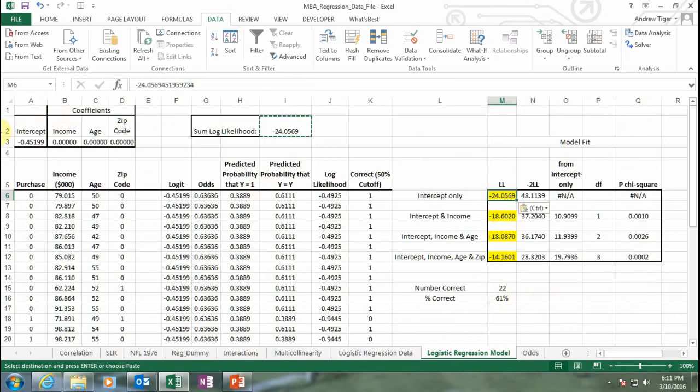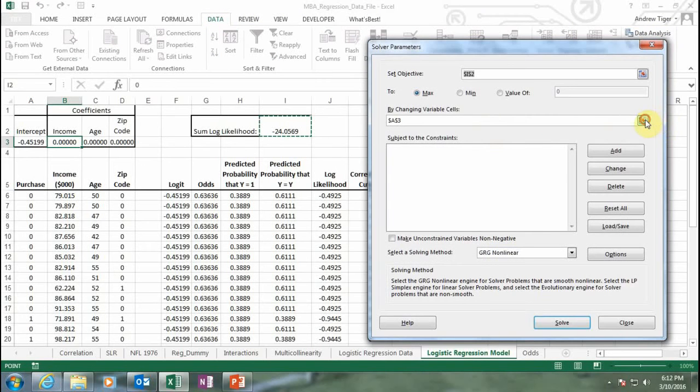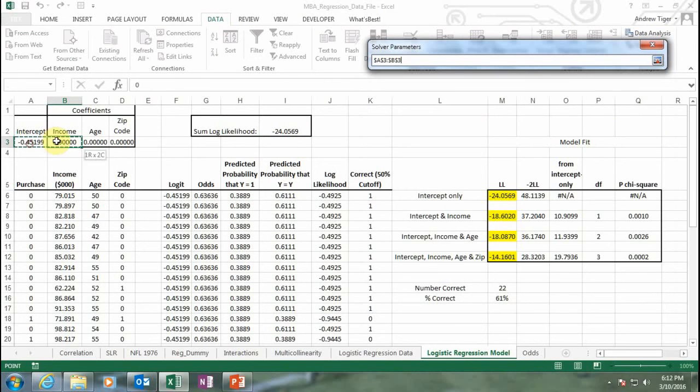Now I'm going to add the intercept and the income. So now I'm going to build a model where I'm going to try to maximize my likelihood by changing the intercept and just the income. So I'm going to try to predict if someone's going to purchase, say, a house based on the income and the intercept. So I'm going to go back to my solver, and now the cells that I'm going to allow it to change are 2.